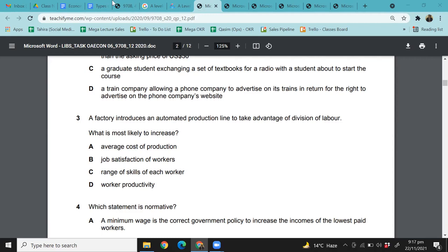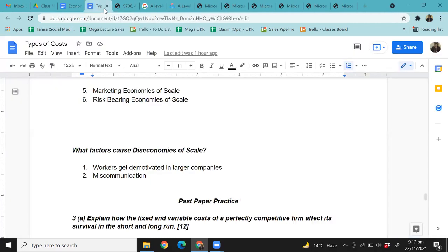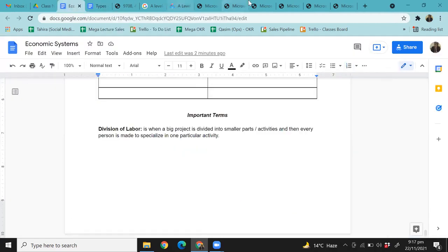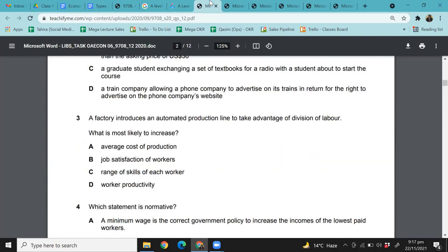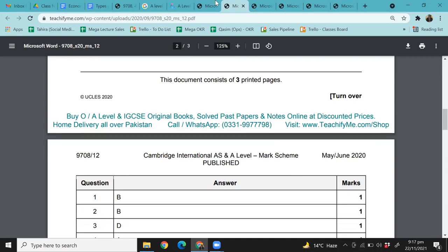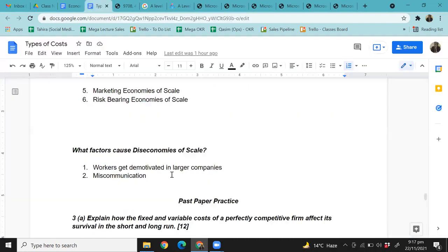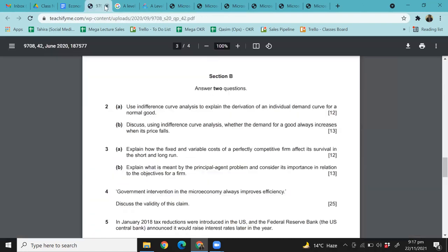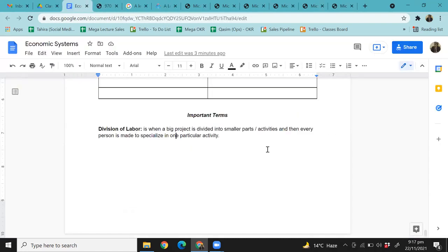Okay, so the correct answer is, students, where did it go? It is D. The correct answer is D. Average cost of production, how would it increase? Average cost of production would decrease. What question number was this? That was D. Have a look at this, students. Now let's come back and look at what it actually means. Average cost of production.